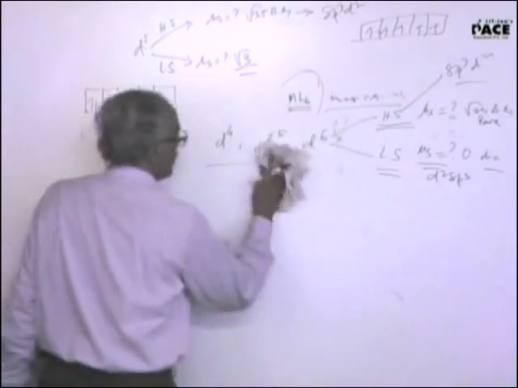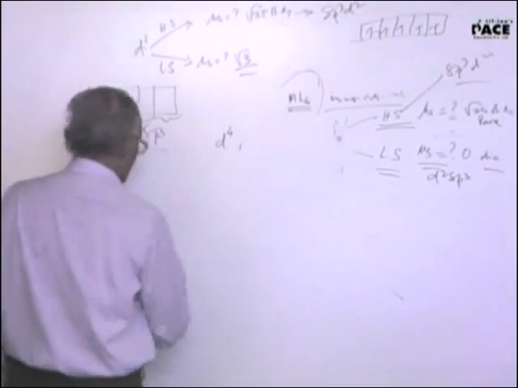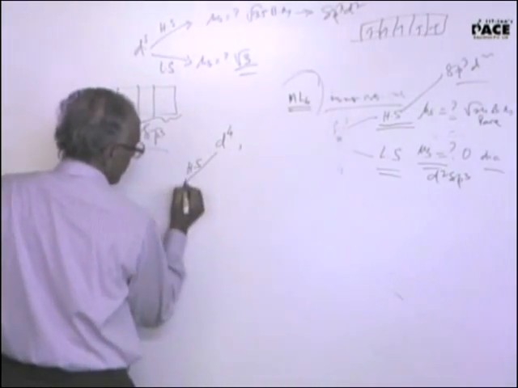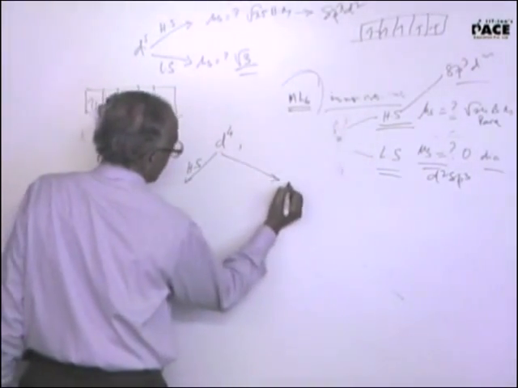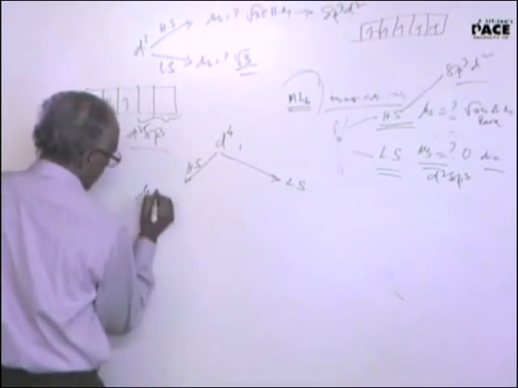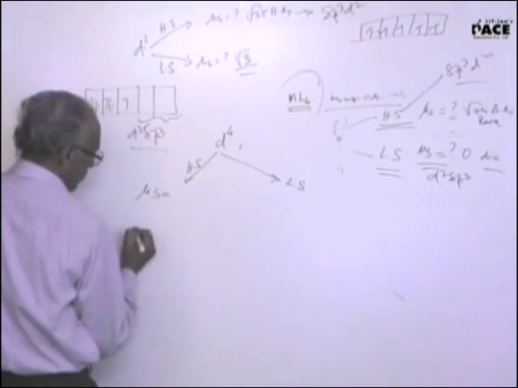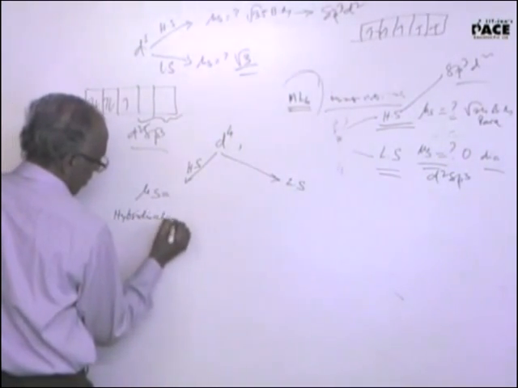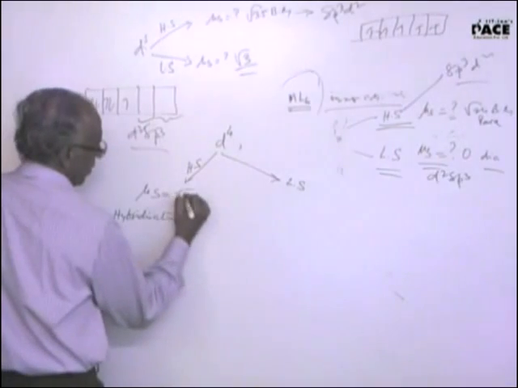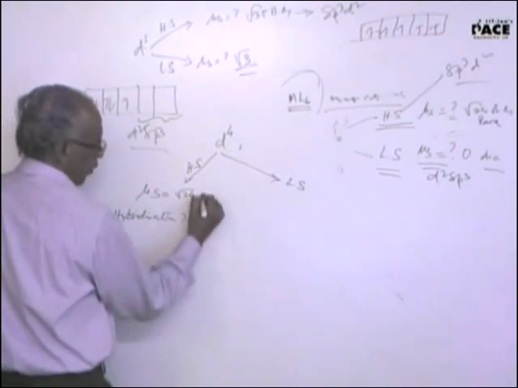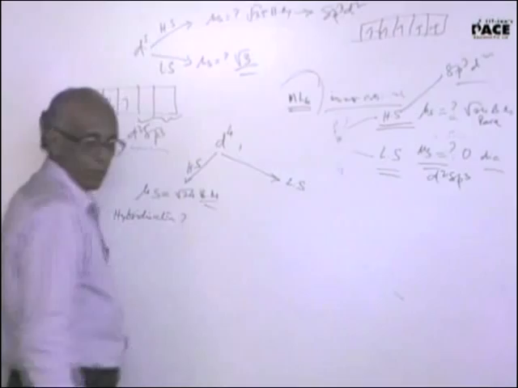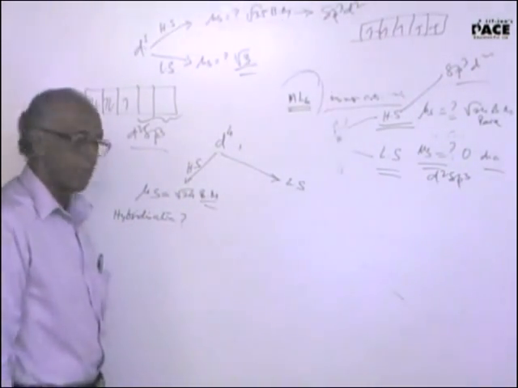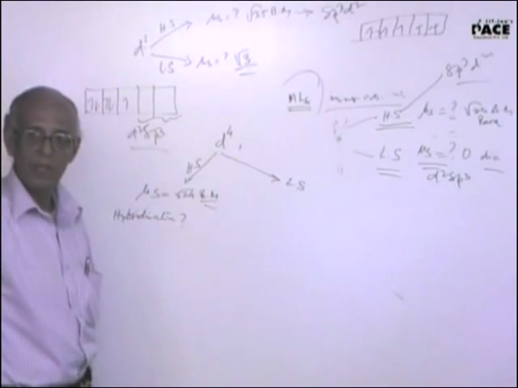What will be the value for d4 high spin and low spin? High spin root 24 Bohr magneton, you have to mention Bohr magneton, and hybridization sp3d2.